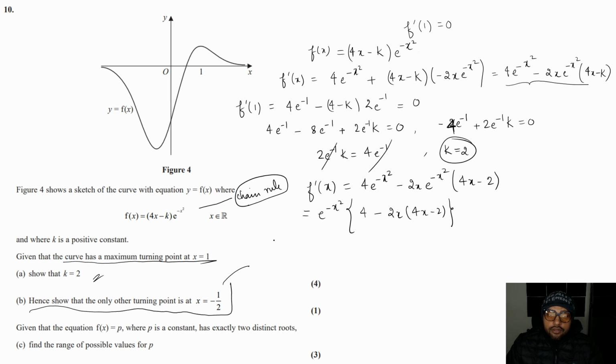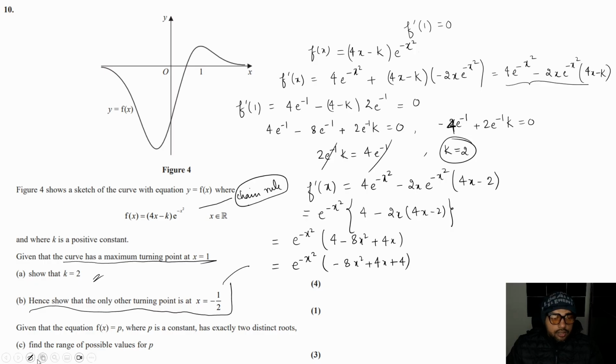On calculating it further, what we'll get? e^(-x²), and here we'll get 4 minus 8x² plus 4x. Okay, so this is the value. Still it is not solved, so don't worry. So e^(-x²) times this will be written as negative 8x² plus 4x plus 4. Okay, now we'll be factorizing it here.